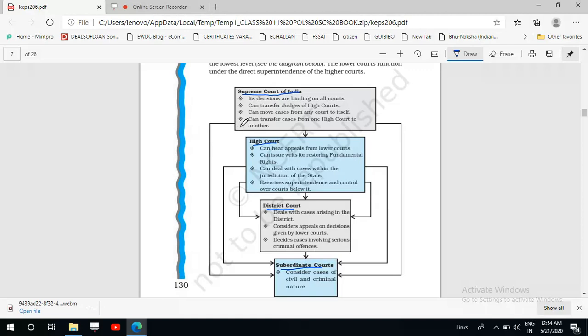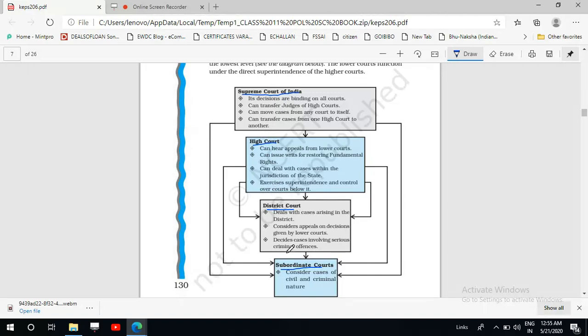So in this way, the structure of our judiciary is framed by the constitution makers, and in this connection we can see that whatever decisions or judgments are delivered by the Supreme Court are binding on all the courts. The judgment of the Supreme Court is binding on all the high courts, on all the district courts, and all the subordinate courts.